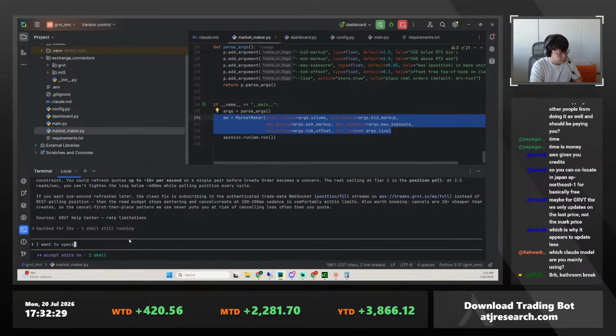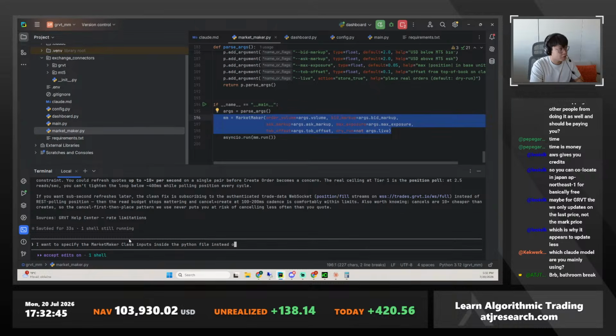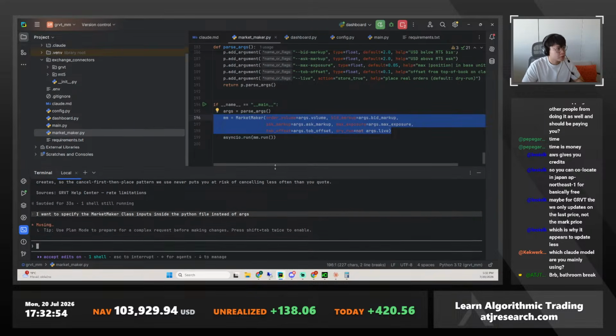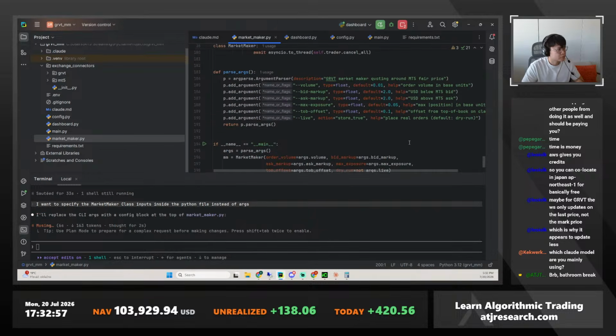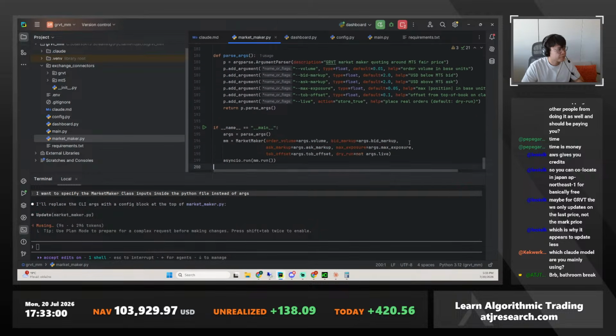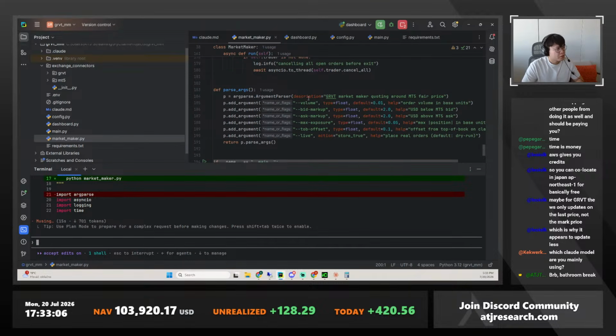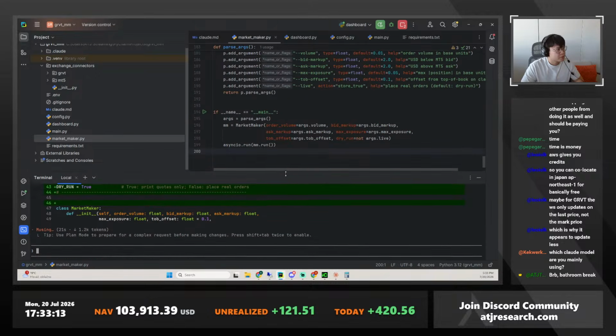I want to specify market per class inputs inside the file instead of args. Okay, so now, yeah, we just... okay. So this is going to be interesting.